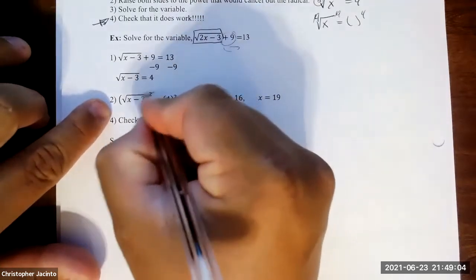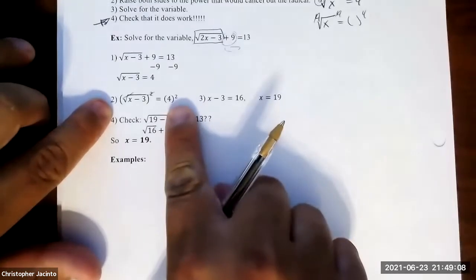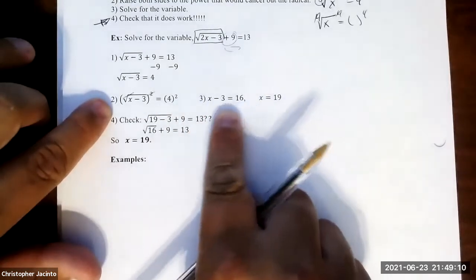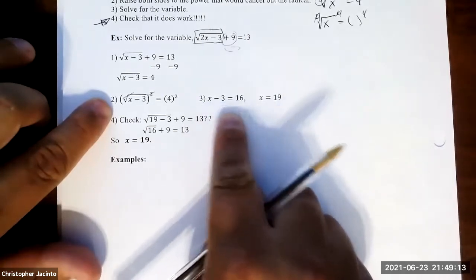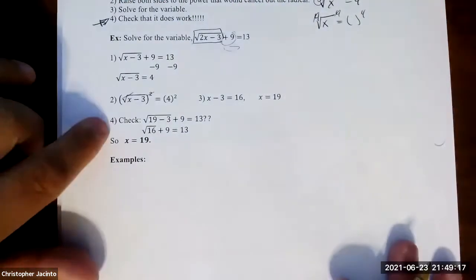So those cancel, and we just get everything on the inside. 4 squared is just 16. And now notice, it's nice and simple, right? Add 3 to both sides, and we're done. And then finally for step 4, we just have to check.